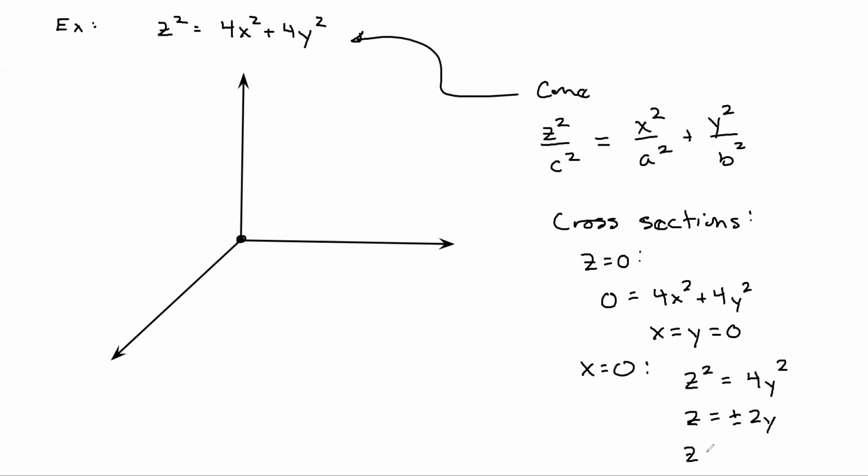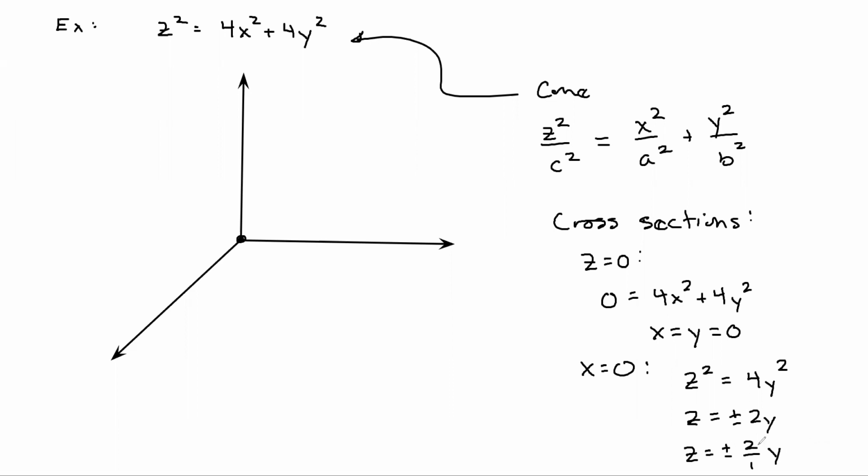Okay, and you could think of this as z equals plus or minus 2 over 1 times y. Why would I do that? It's because z equals plus or minus 2y is in the format of a line. So this is two lines. The cross sections are lines in this case. So to draw the line, I've put it into essentially slope intercept form. So the intercept is 0 and the slope is going to be 2 over 1.